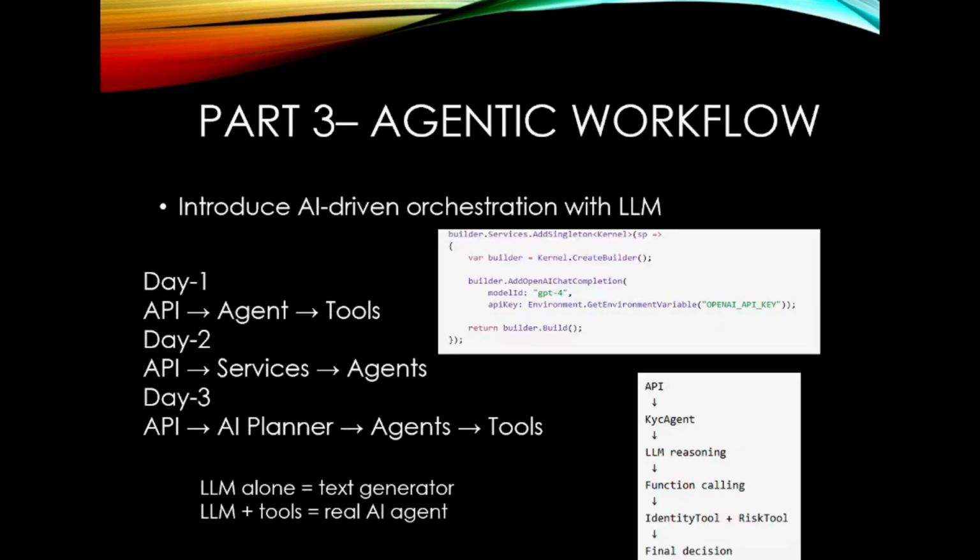So in day one API, agent, tools we have used. Day two means, here don't confuse the day one, day two, it is part one, part two, part three. Part two is API services and agents, enterprise services we have introduced just because we have to call the fraud and the OCR. These are external. Now the AI comes into the picture, which will take the decision of which agent to call, and then only the tools will be called inside the agent.